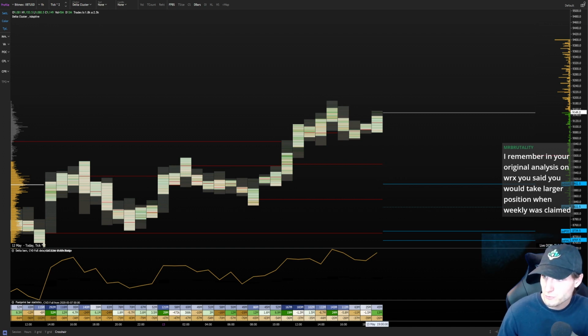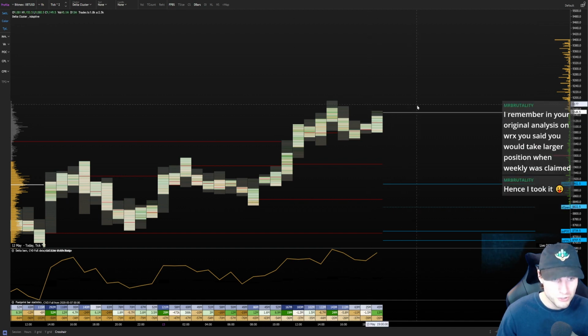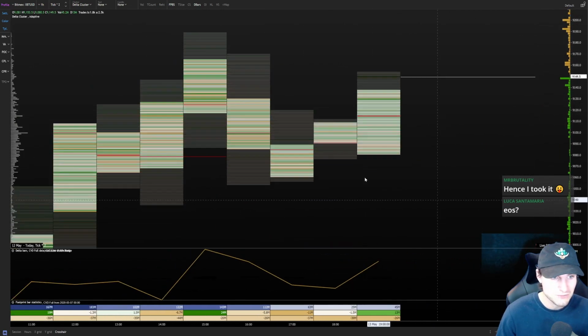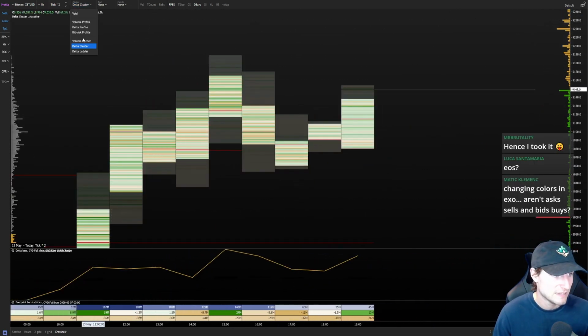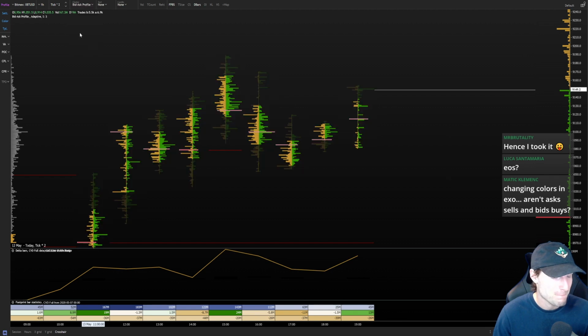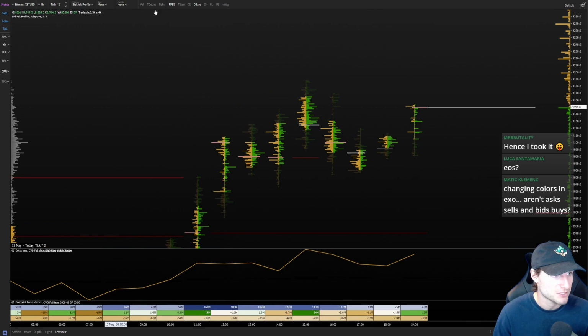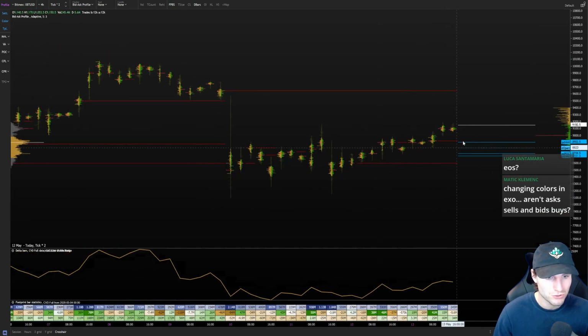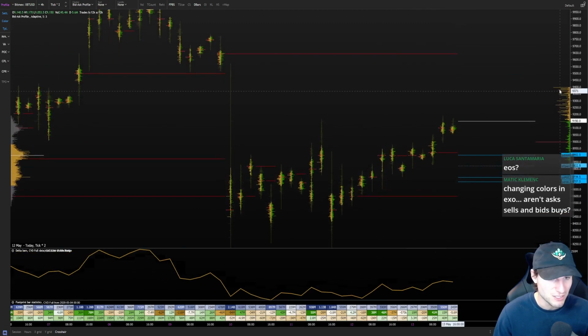Can you use footprints for swing trading, or is it too laggy to put the delta into the candle? So yes, you can use these as a swing trader. I personally find it more beneficial as a scalp trader. But can you use this as a swing trader? Absolutely, you could still use this as a swing trader. Obviously your entries and exits are just more lagged.